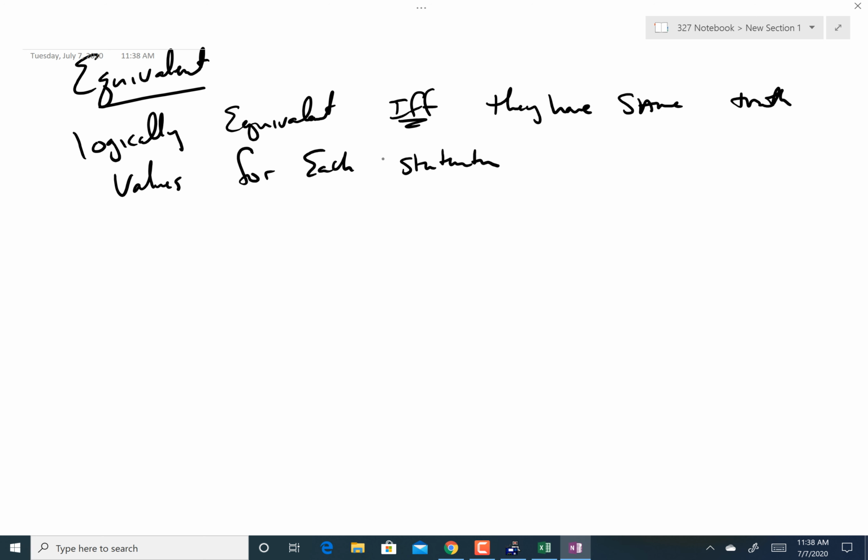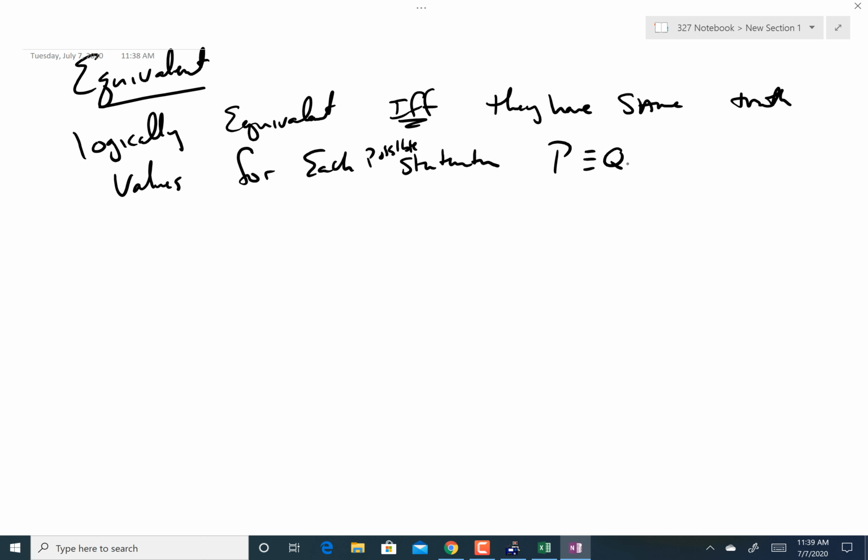Okay, for each possible statement, we denote that as P is equivalent to Q. Two statements are logically equivalent if they have identical truth values when identical component statement variables are used to replace identical component statements. So this is how you do it.